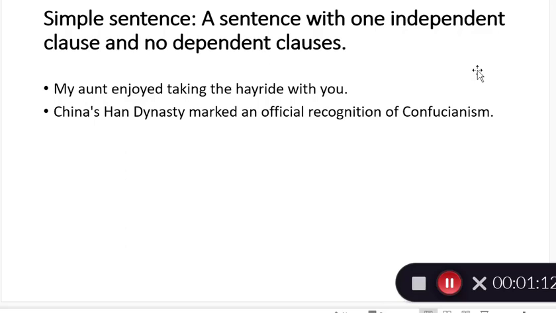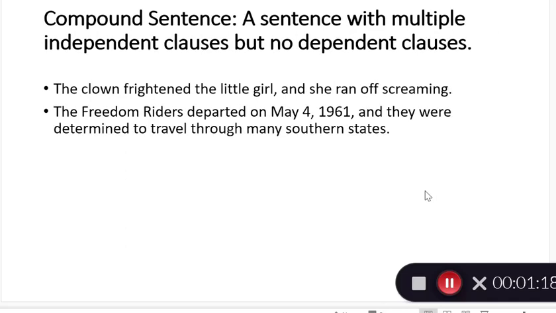And there are two examples for you here. Both of these are independent clauses and they are simple sentences. A compound sentence is a sentence with multiple independent clauses but no dependent clauses. In order to be grammatically correct, a compound sentence must have the correct kind of punctuation joining the two independent clauses. Otherwise, we end up with a comma splice. So there are two examples here of appropriately punctuated compound sentences.